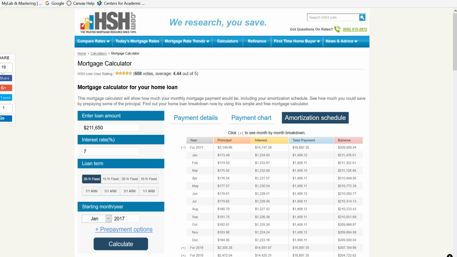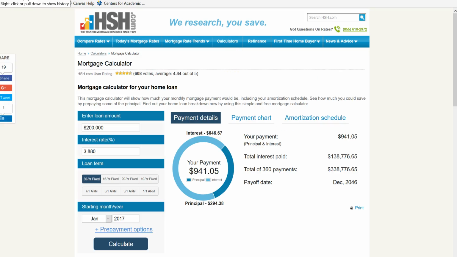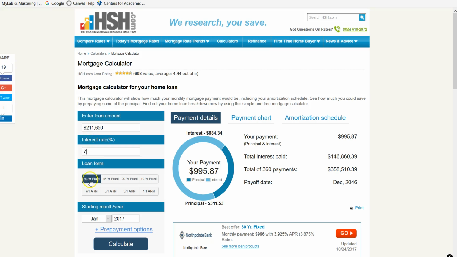So your book referenced a table, and they said that it was built from a website for hsh.com. Now, they said they went to something called a monthly mortgage payment calculator. I just went to calculators here, and then I said mortgage calculator with amortization schedule, which is the first link. So let's enter in our criteria, because computers can do all this stuff really nicely. This was going to be a loan for $211,650. The interest rate on this loan was 7%. The loan was going to be for 30 years, and I don't care about when this is going to start.